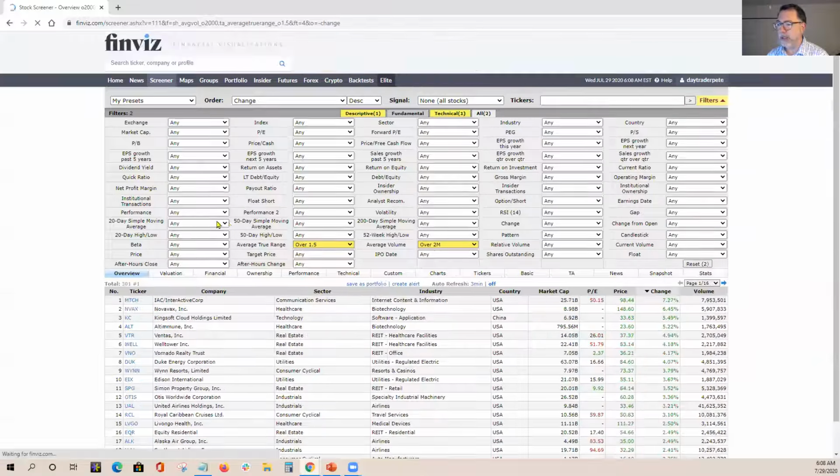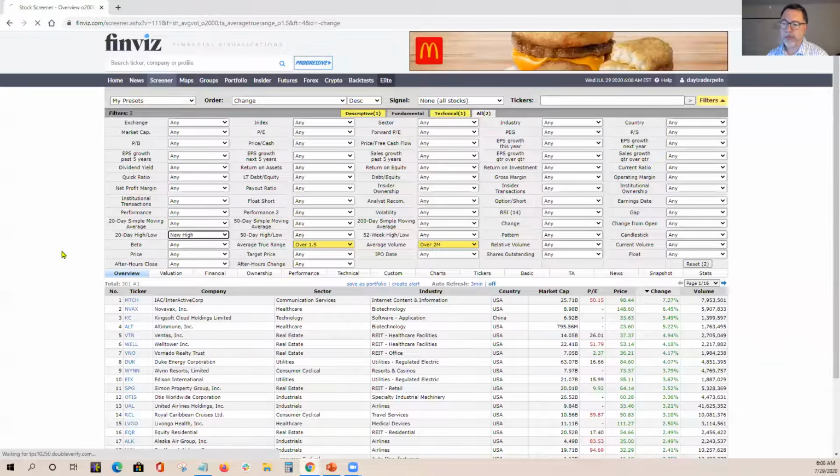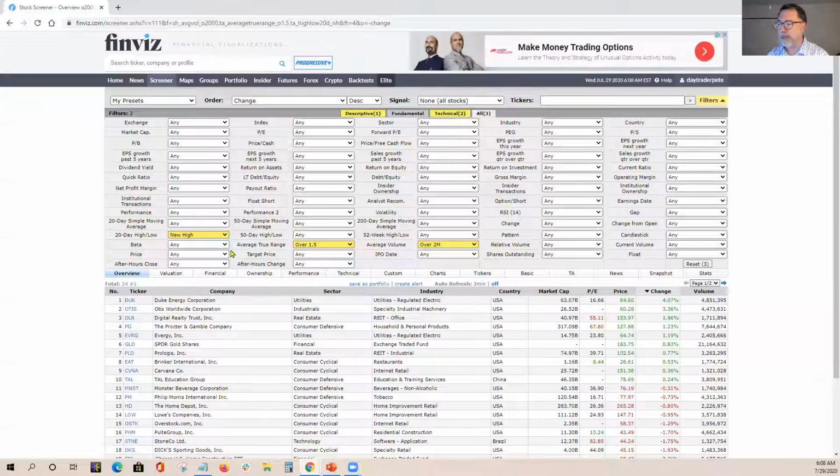The other one I want to talk about is new 20-day highs that meet the criteria. So I'm going to go over here and look at new highs, just for argument's sake. These are stocks that meet the minimum criteria and had a new 20-day high. These are breakout stocks, and we're looking to see if we can find an opportunity that has follow through.